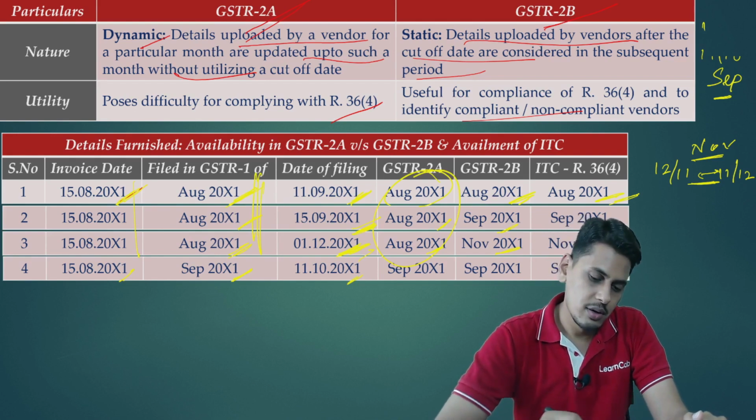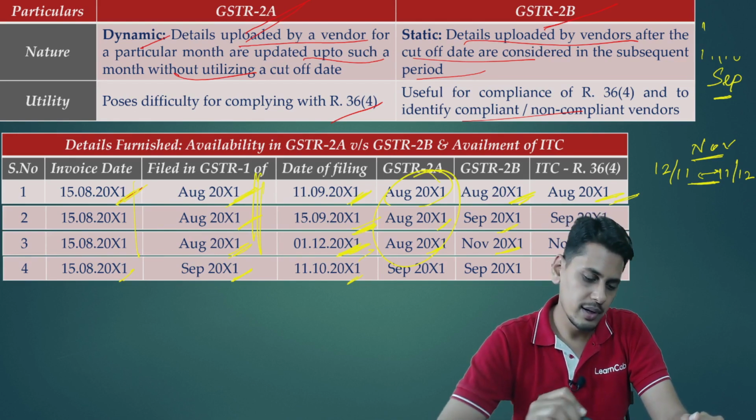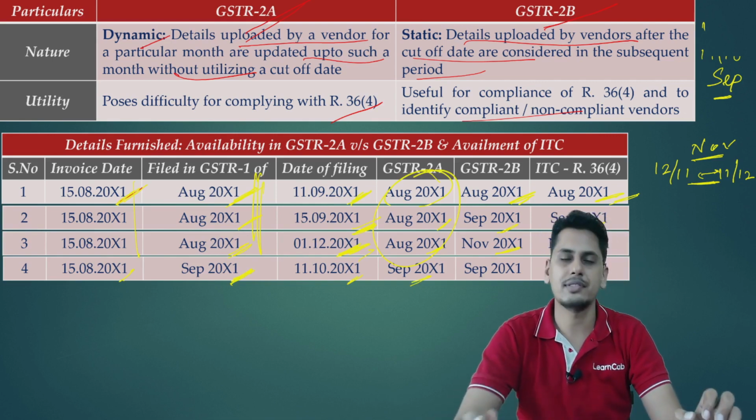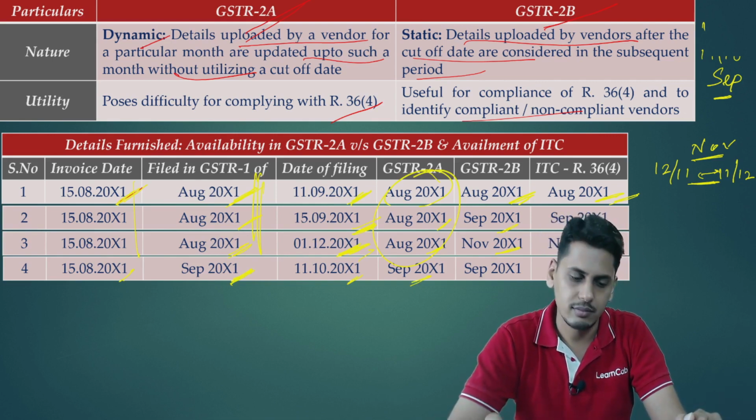So friends, in which month GSTR-2A it is going to appear? He has included it in GSTR 1 of September. It would be in 2A of September. It is as simple as that.